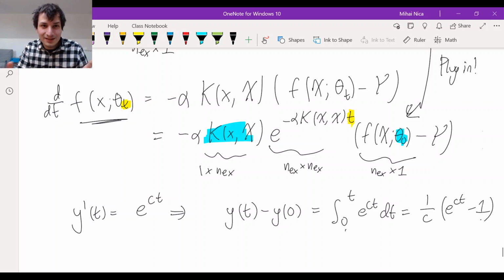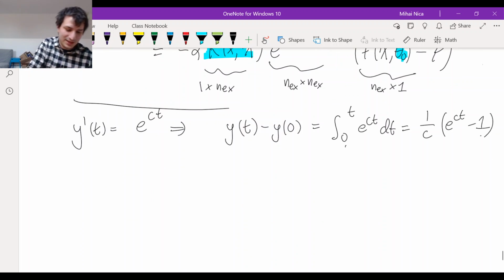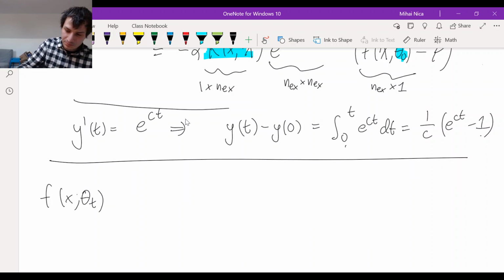And we're going to do exactly the same thing. So our solution is exactly the matrix vector version of this. So we can explicitly get how f is changing by just integrating this guy. So it's a really easy differential equation to solve. Maybe the only tricky part is it's a matrix exponential instead of just a regular exponential. So what is the answer? f of x theta t minus f of x theta 0 is going to be the integral of all this stuff.